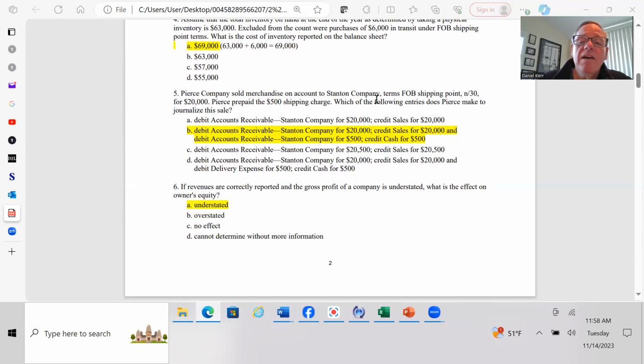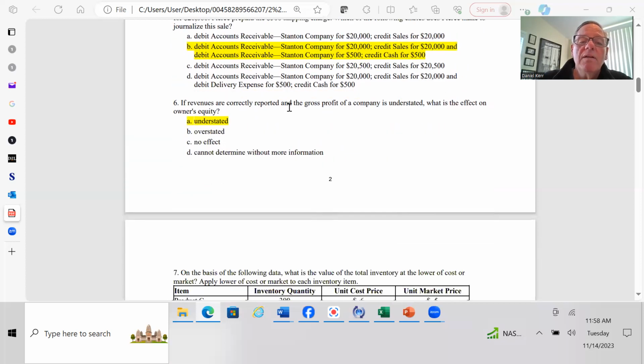Pierce sold merchandise on account to a company, terms 2/10, net 30. Prepaid, and it was free on board shipping point, which means the buyer, not the seller, has to pay the freight. So the question is that we sold the merchandise, we recorded the sale on account, we also paid the shipping. So there's actually 2 entries that we've got to do here. We've got to debit accounts receivable, Stanton Company for 20,000, credit sales, and then also we debit accounts receivable for $500 for the amount of the freight bill. So we debit accounts receivable for 500, credit cash. So the answer to 5 is actually B, which is 2 entries.